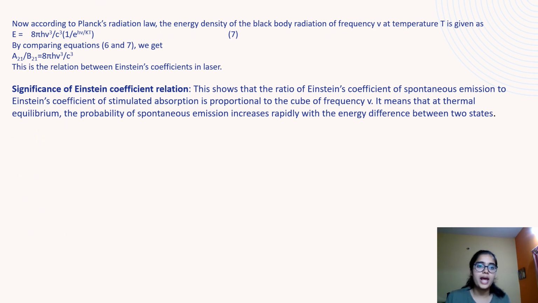Now, according to Planck's radiation law, the energy density of the black body radiation of frequency mu at temperature T is given as E is equal to 8 pi h mu cube by C cube into 1 by (e power h mu by KT minus 1). By comparing equations 6 and 7, we get A21 by B21 is equal to 8 pi h mu cube by C cube. This is the relation between Einstein's coefficients in laser.